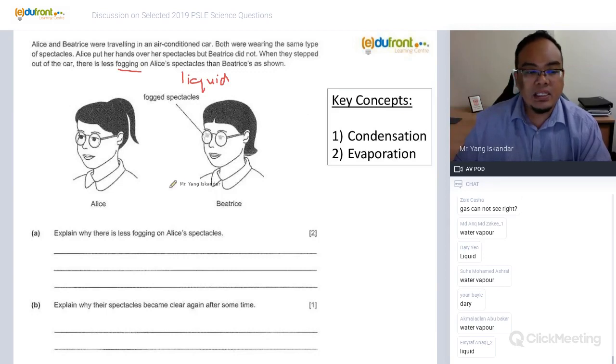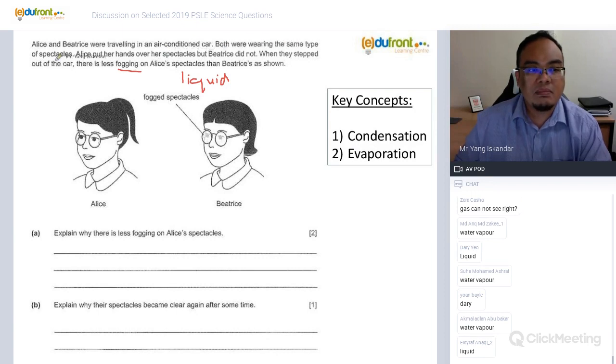Okay, and in this question, you notice that this is on the topic of condensation, and part B is on the topic of evaporation. Now this question is slightly more challenging. There are similar questions in the past, but this particular question is a little bit vague, because let's take a look at the question.